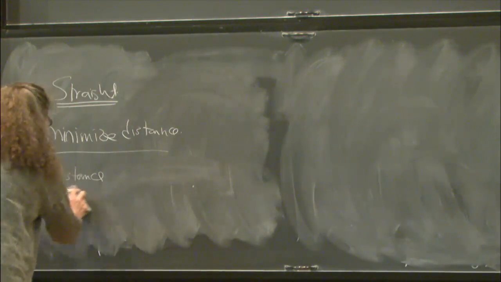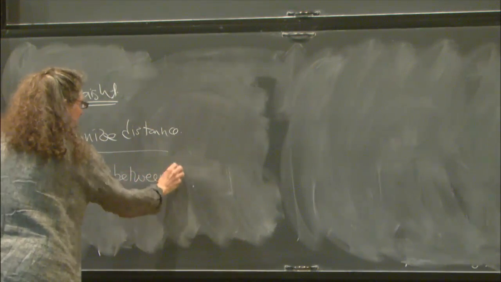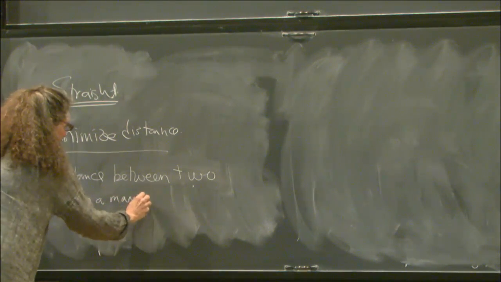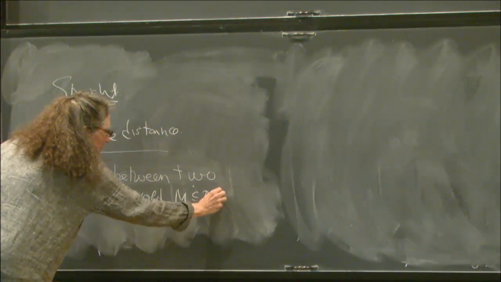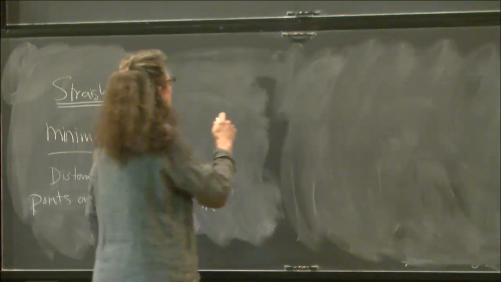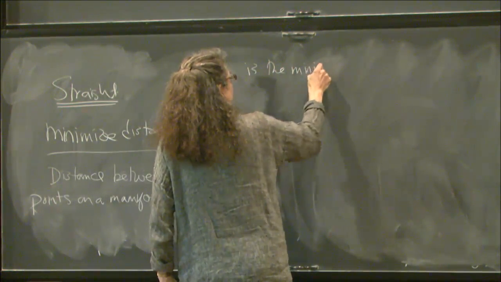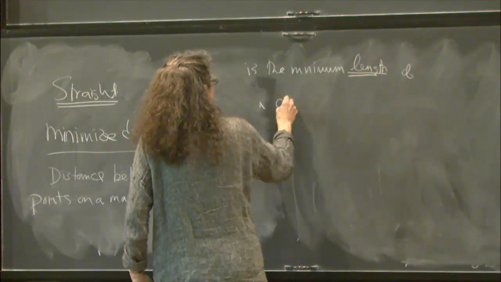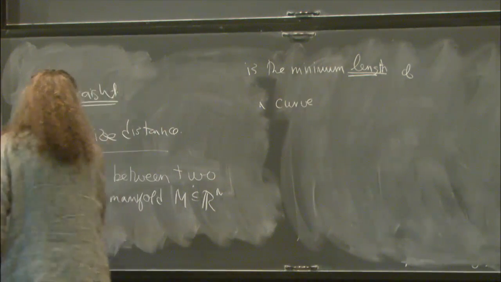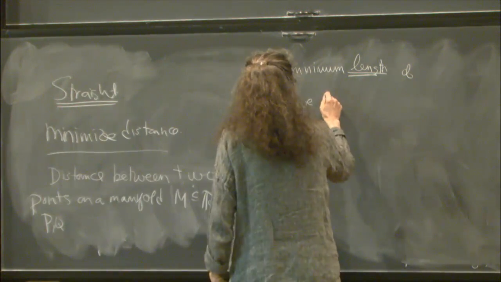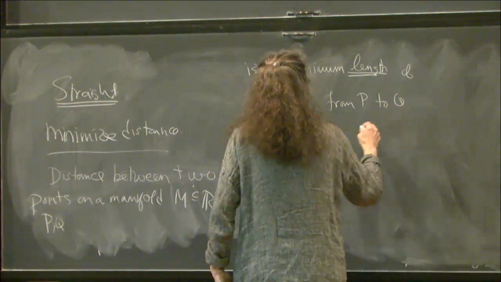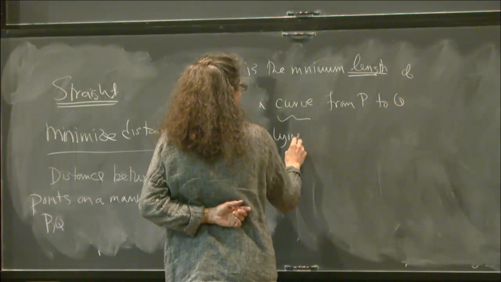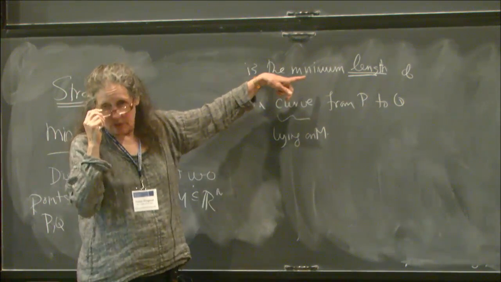The distance, let me just write it correctly. So the distance between two points on a manifold M, and again, I'm thinking of it as lying in some high-dimensional Euclidean space, is the minimum length of a continuous curve. Let's call the points P and Q. The minimum length of a curve from P to Q. Now the curve has to lie on M, but we take the distance from the Euclidean space.